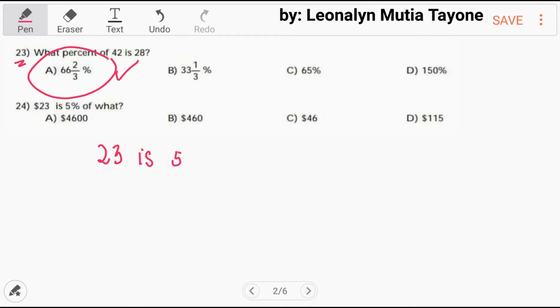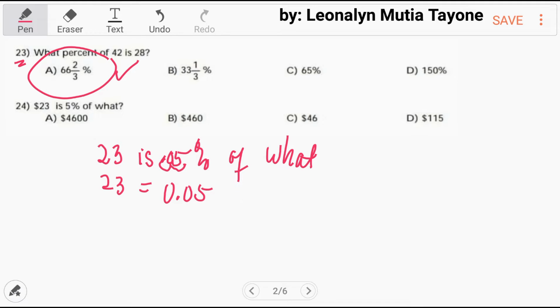23 is 5% of what? Copy 23. The "is" becomes equals. The 5%, let's convert into decimal, and that is, we move the decimal twice. 1, 2. The space here is 0. So that is 0.05. The "of" means multiplication. Let n be that number we are looking for.